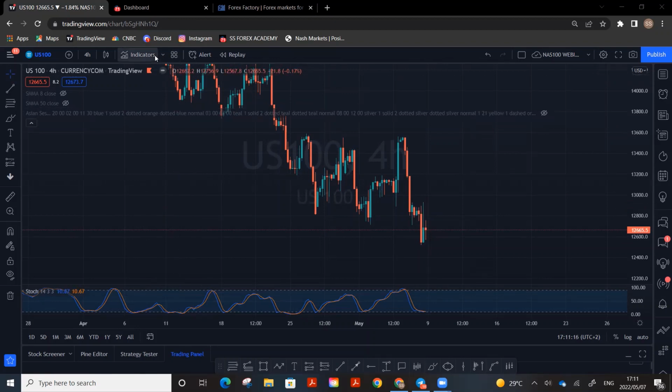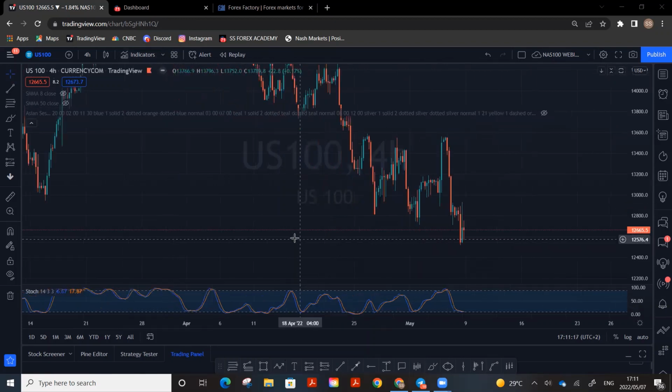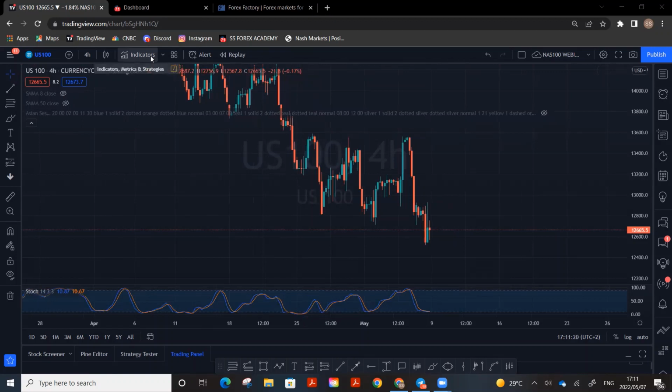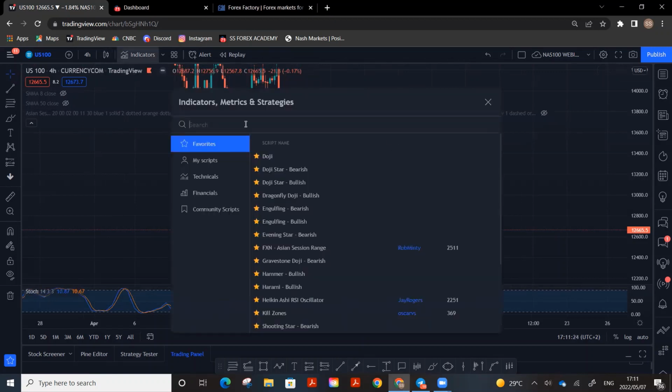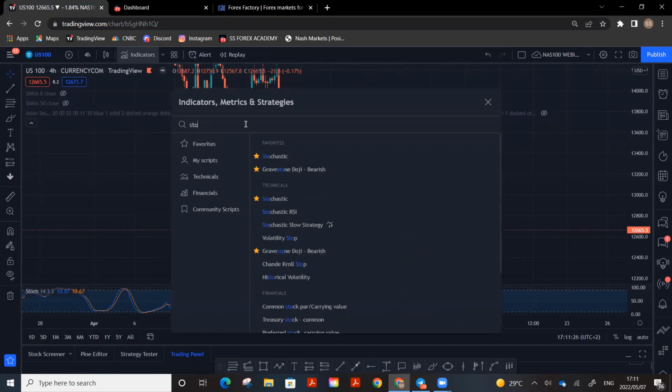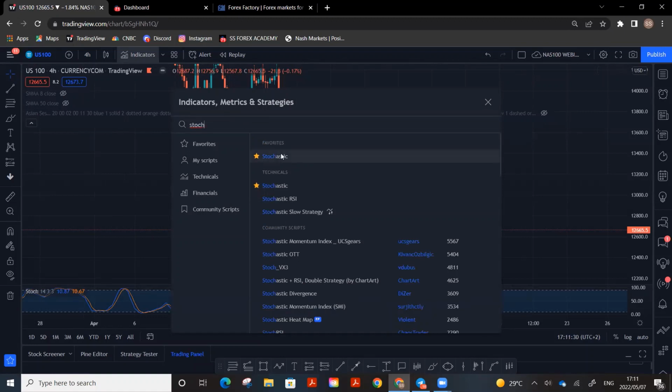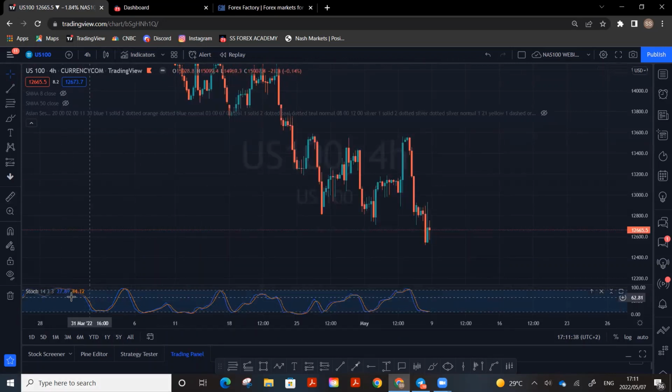This is how you would find it. If you're on TradingView, you would click on your top left corner of the screen where you've got indicators. You click there and type in stochastic. Okay, so it pops up stochastic. Then you favorite it. Once you favorite it, it will pop up at the bottom of your screen as such. And once you've got it at the bottom of your screen, you need to adjust the settings.